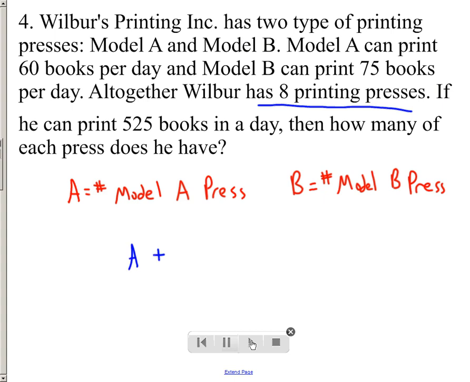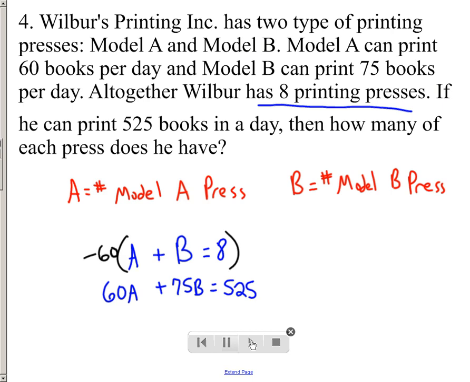So let's just say A plus B equals 8. You know, if you added up all the presses, it should equal 8. So there's a nice, easy equation. Now, I do know 60 books a day for A and 75 books a day for B will give you a total of 525 books for one day. And that's where that second equation came from.